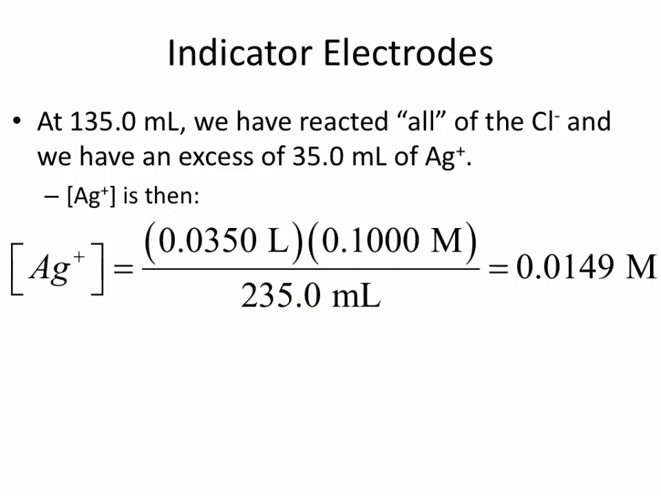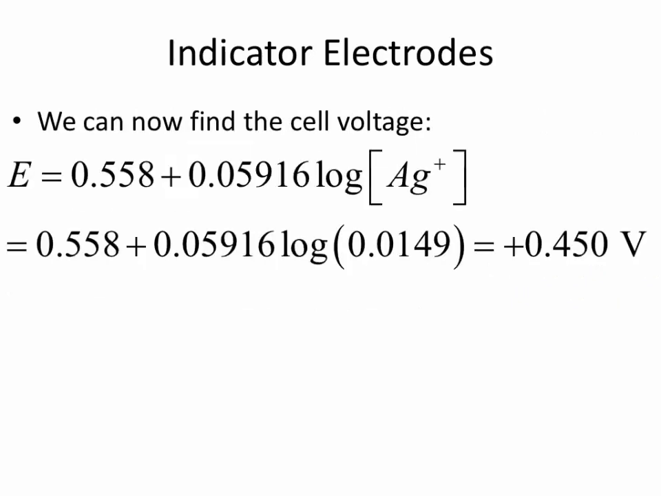We started with 100 milliliters and now we've added another 135 milliliters, so our total volume is 235 milliliters. And when we work out the math, that gives us a value of 0.0149 molar for our silver ion concentration. And we can now find our cell voltage, plug in our 0.0149 for our silver ion concentration, and that gives us a value of plus 0.450 volts.